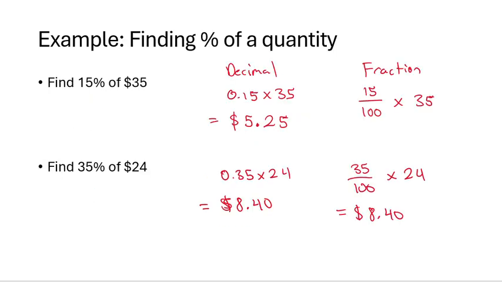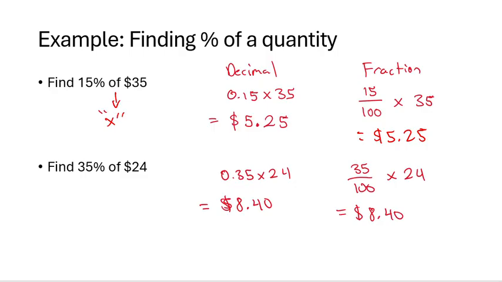Now, finding a percentage of a quantity. So this is what I've taught you all so far. You can write it in decimal form, or you could have written it in fraction form. But what you can also do, if you have a look at my calculator here, find 15% of $35. The word of just means times.